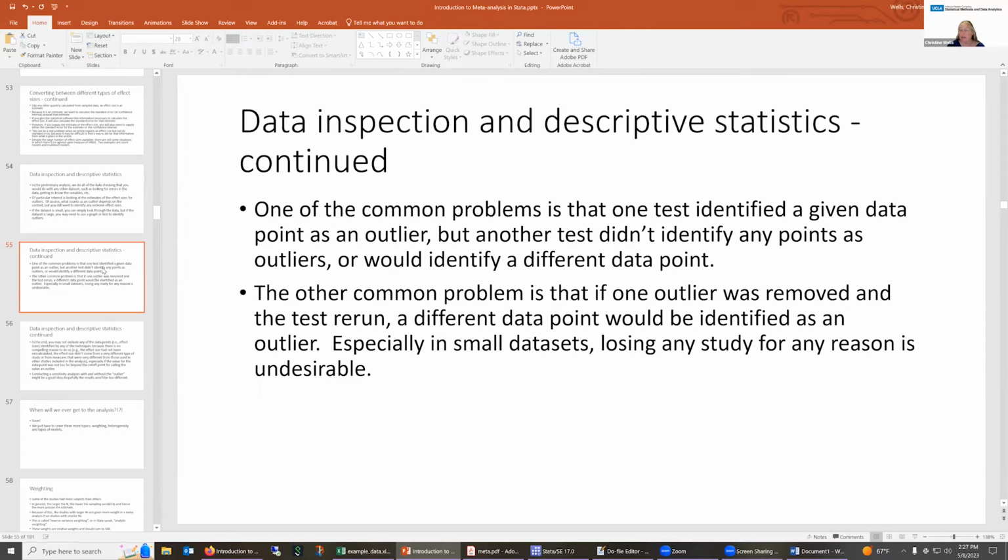And since we had no compelling reason to exclude the studies, we ended up not excluding anything, although we did do a sensitivity analysis and say, without this study, which was identified as an outlier using this test, we get this, which is very similar. Anyhow, I would be kind of careful about that.